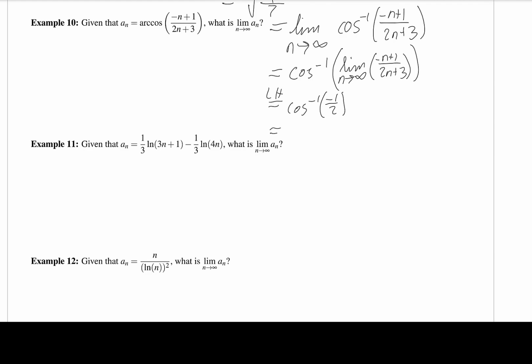And refreshing ourselves on how arc cosine or cosine inverse works, we're looking at the domain of the function going from 0 to pi. And so I want to know, okay, well, what value between 0 and pi will make cosine of x equal to negative 1/2? And that value we're looking for is 2 pi over 3. Because cosine of 2 pi over 3 gives us negative 1/2. So I'm going to leave that right here.